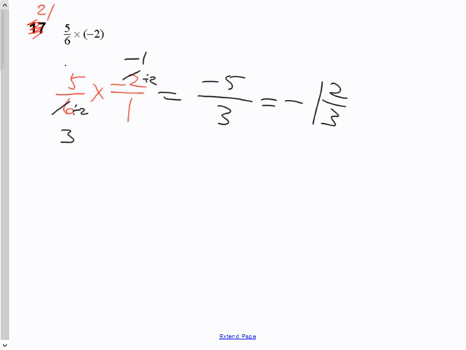If you didn't cross reduce, you ended up with negative 10/6, which is negative 1 and 4/6, which is negative 1 and 2/3 still. Different pathway, but you ended up with the same answer of negative 1 and 2/3.